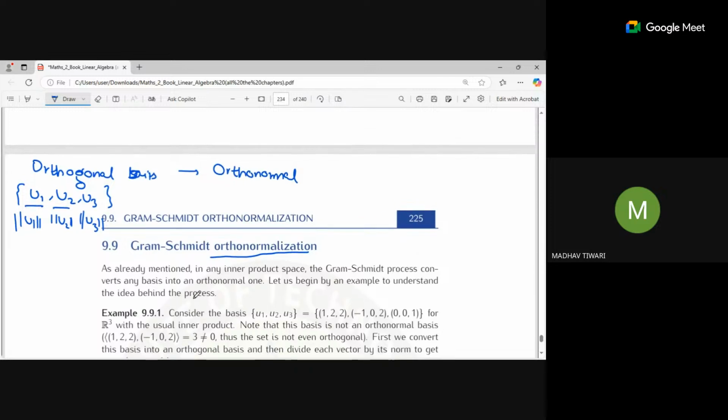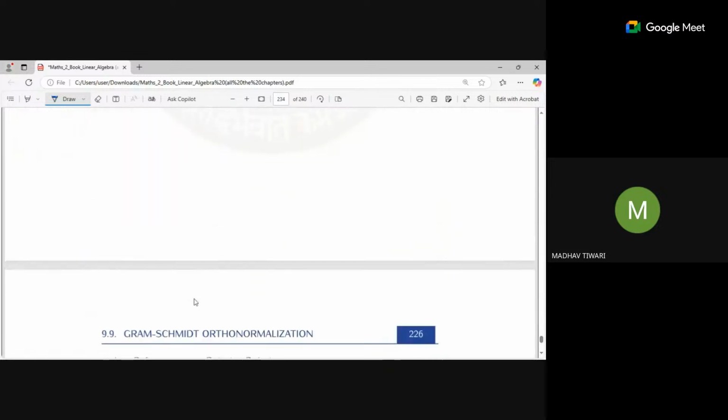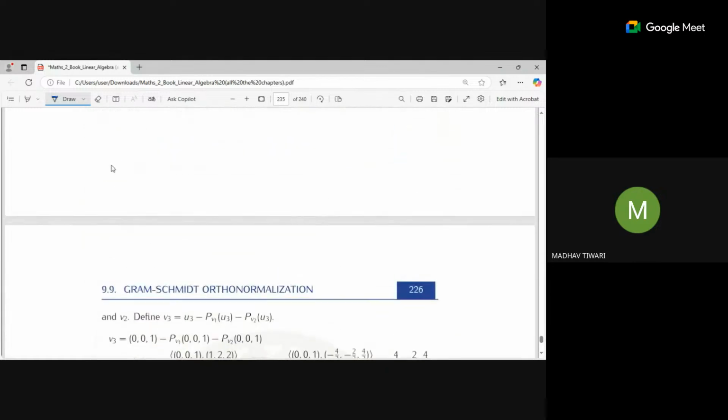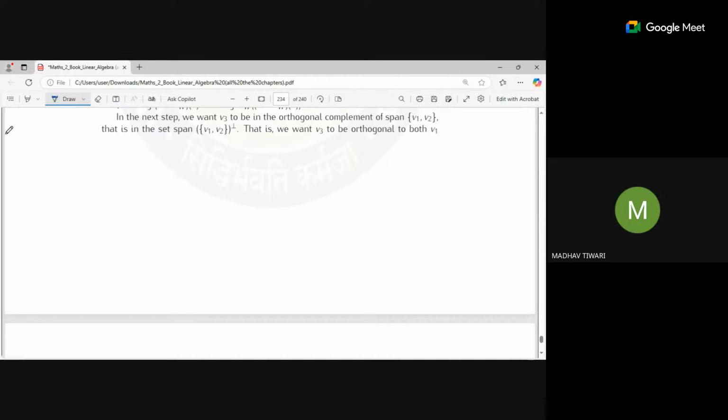So basically Gram-Schmidt gave a formula for this. It is this process. I will explain it from here. What does it say? Suppose I have 3 vectors, u1, u2 and u3. These are just some vectors, neither orthogonal nor orthonormal. So I have to convert them to an orthonormal basis, W1, W2 and W3. This is my orthonormal basis.